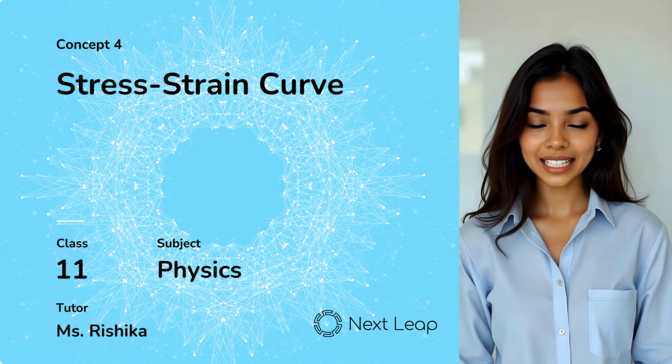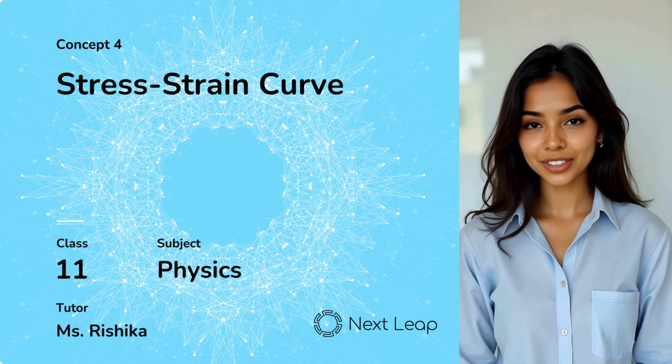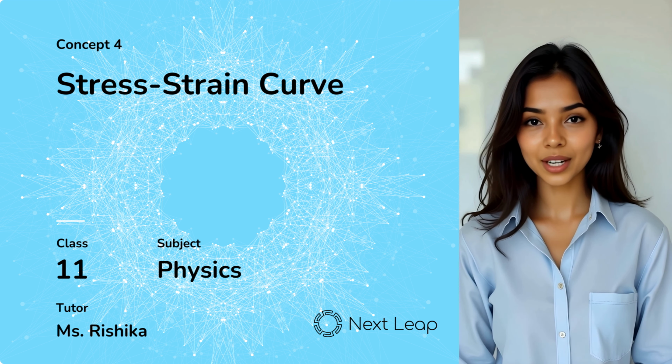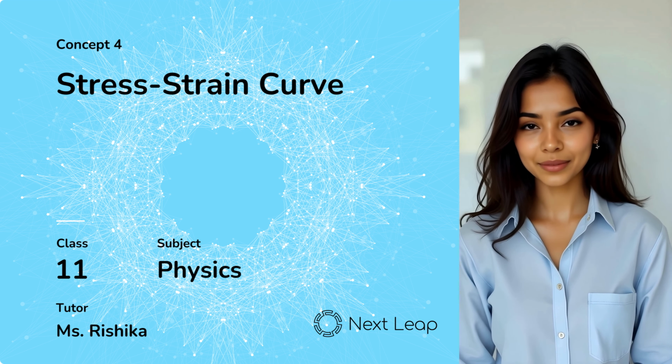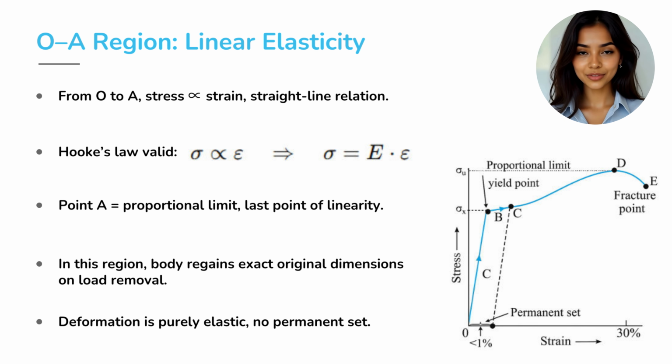And as you can see in the diagram, the curve begins with a neat straight line, the region where Hooke's law still holds. Now, let's zoom into that first stretch, the OA region. Here, stress is directly proportional to strain. In equation form, sigma is proportional to epsilon, or sigma equals E times epsilon, where E is Young's modulus.